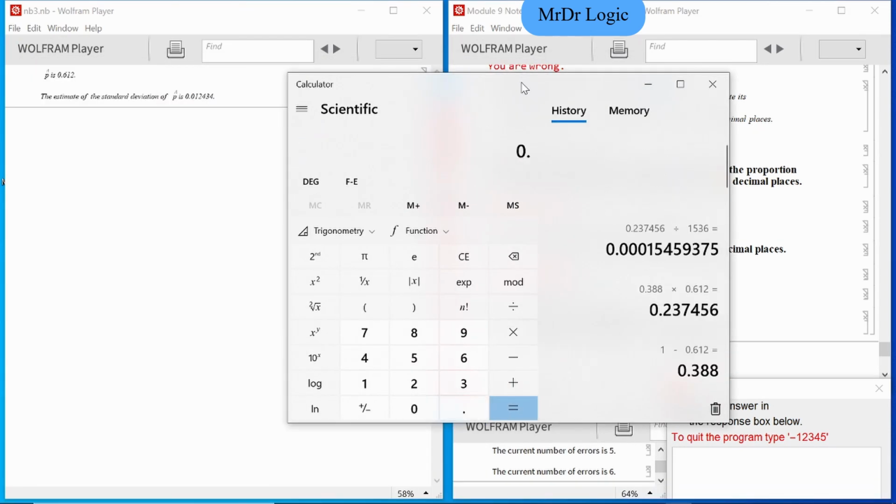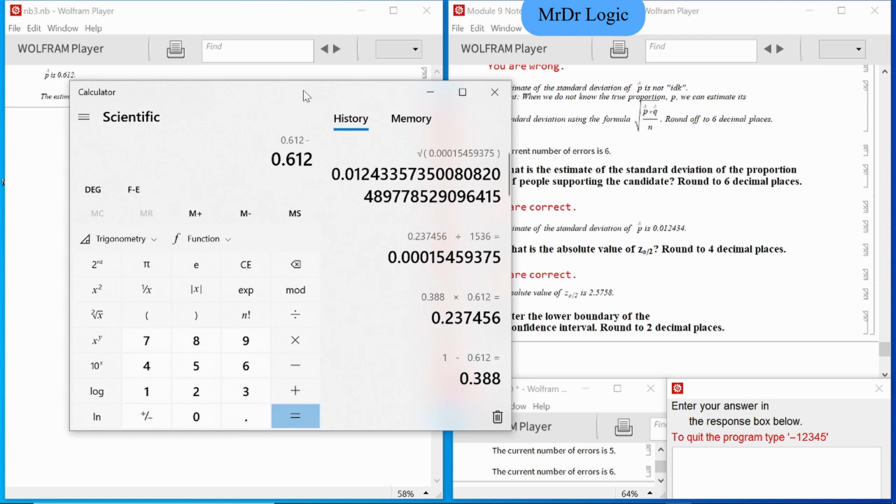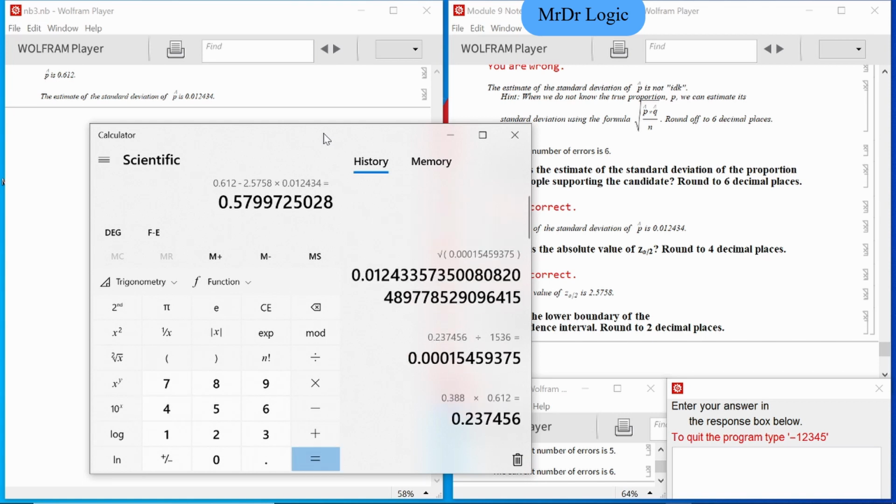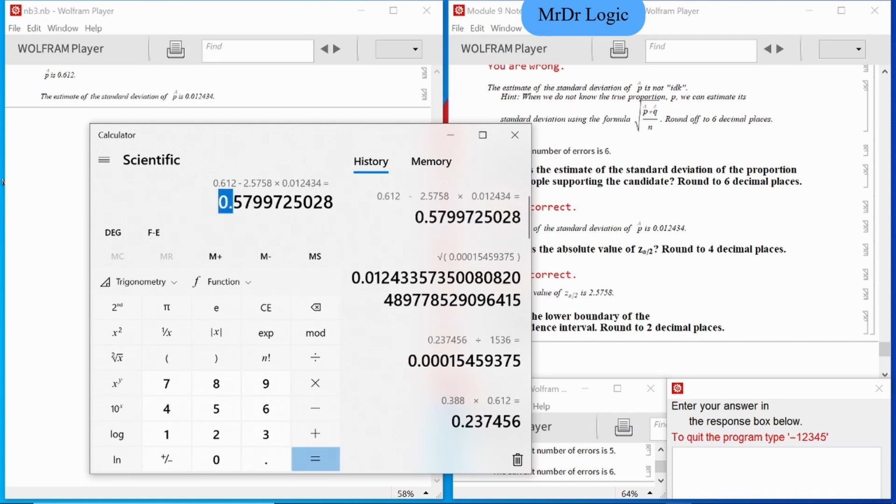Okay, 0.612 minus, what was the Z again? 2.5758 times 0.012434. Oh wow. 8.